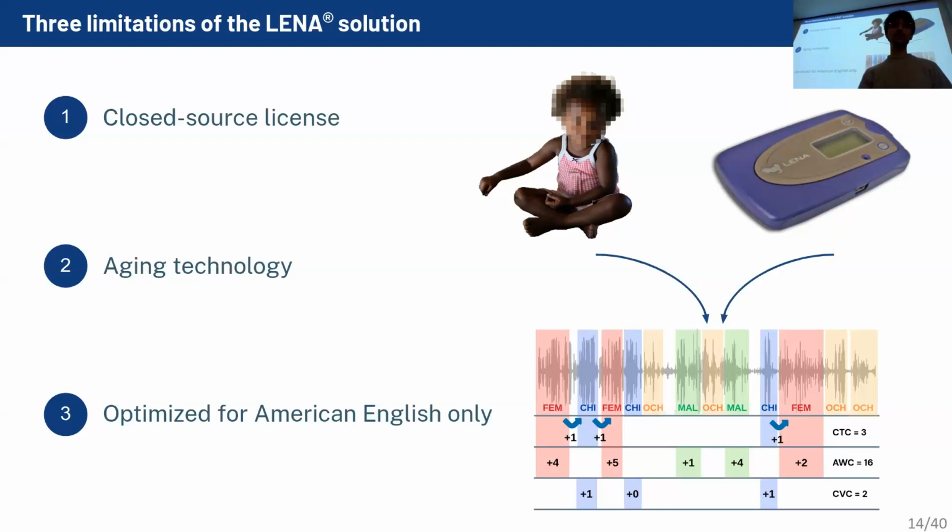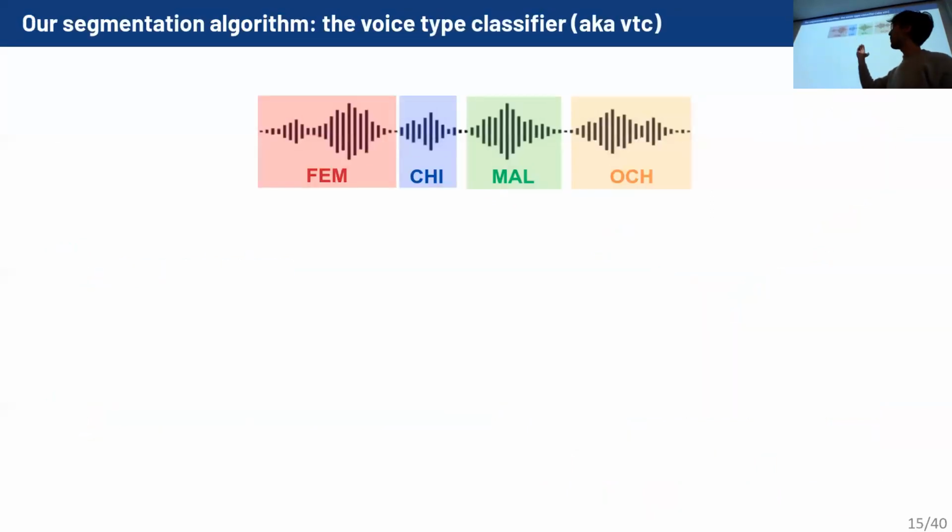So the challenge we took was to build a free and open source alternative to the LENA speech processing pipeline. First, we developed an alternative to the segmentation algorithm, which we called the voice type classifier, identifying which voice type is activated in the audio.